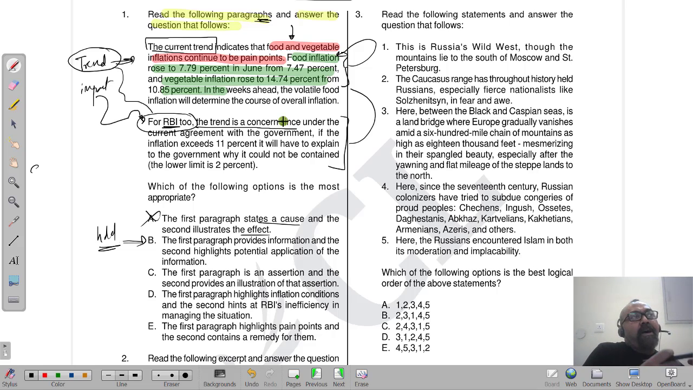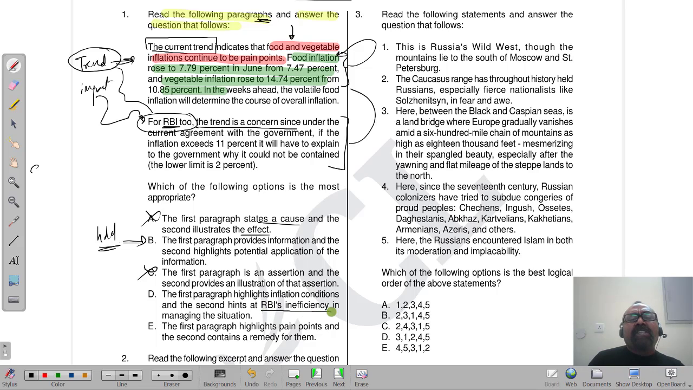The second paragraph's role is more in terms of looking at how it impacts something else. How is this trend, or the concerning trend, a concern for RBI as well? So there is no explanation to what is mentioned in the first paragraph, merely an application of what is mentioned in the first paragraph, right? C goes D. The first paragraph highlights inflation conditions, and the second hints the RBI's inefficiency in managing the situation.